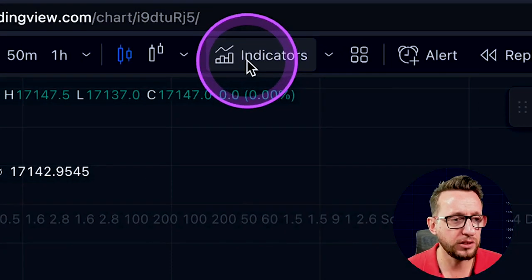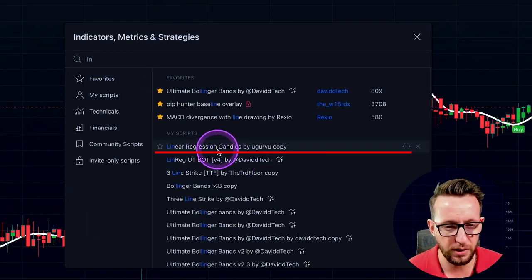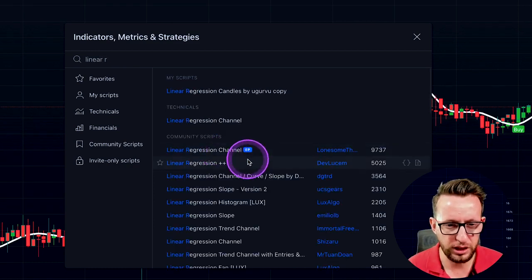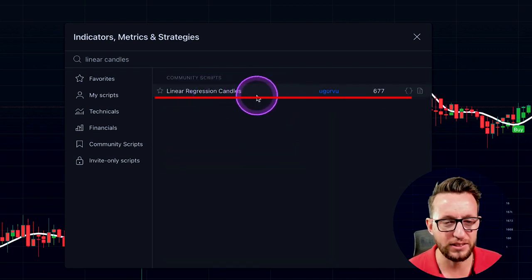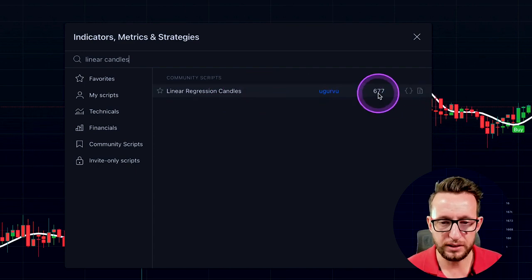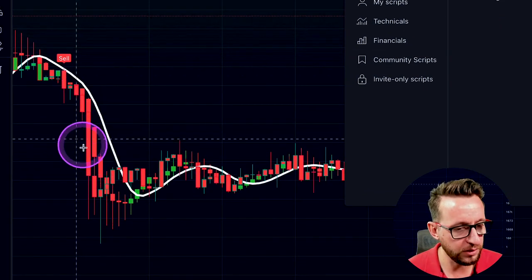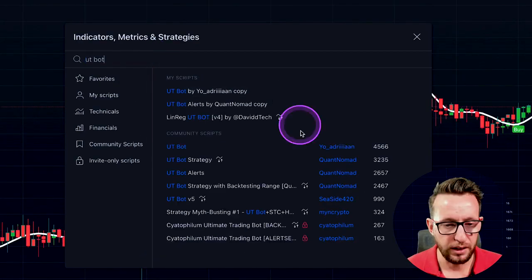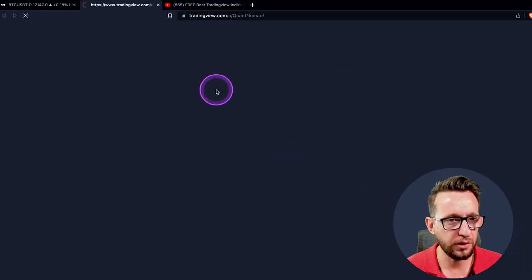Okay, so I'm going to add the 2 indicators. We're going to add the linear regression candles, which is this one here. Let me try and find that a little bit better. It's not the channel, it's the candles, which is this one here. Okay, sorry about that. So we have this one here, linear regression candles. By adding that, it will add these candles over the top of your candles, and the other indicator we're going to be using is UT bot. UT bot alerts by Quant Nomad, and he's a very well-known YouTuber as well.